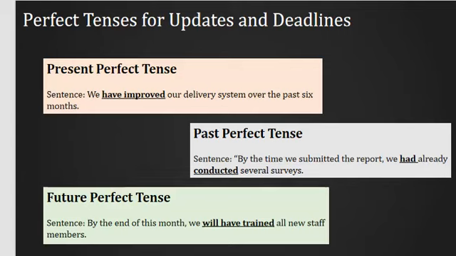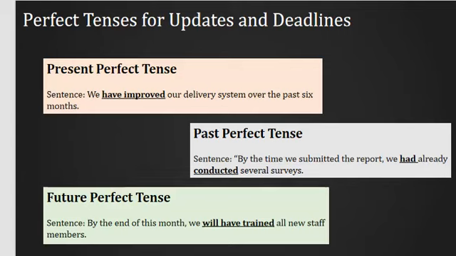Okay, next is future perfect tense. The form is will have plus past participle verb. We use the future perfect tense to talk about something that will be completed by a certain point in the future. For example, by the end of this month, we will have trained all new staff members. So this sentence shows that the training is not yet finished, but it will be done before the month ends. It's commonly used in business for forecasting progress, planning, and setting clear deadlines.